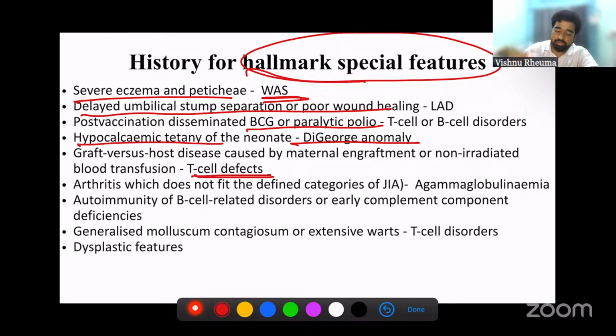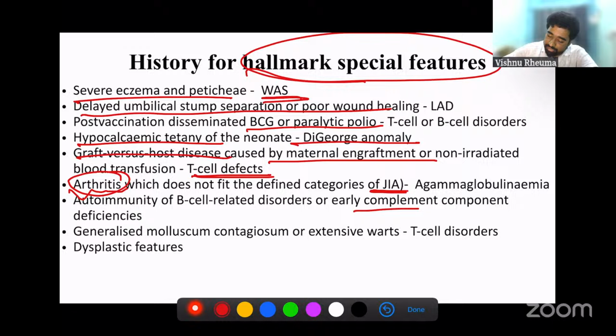T cell defect, again, whatever you're transfusing, it is not able to take up there, it is causing a graft versus host disease caused by any blood transfusion that can occur. Then arthritis, as I told you at the outset, immunodeficiency can lead to autoimmunity as well. So some arthritis which will not fit into JIA, juvenile idiopathic arthritis, can occur.